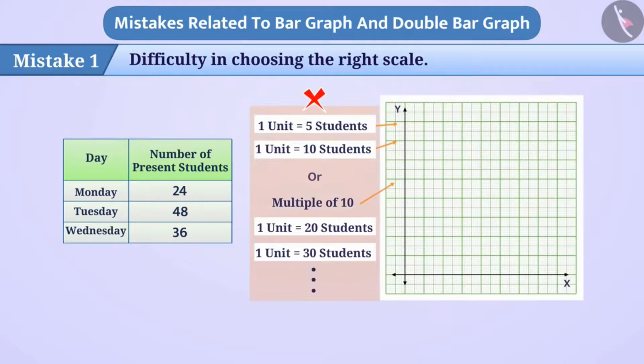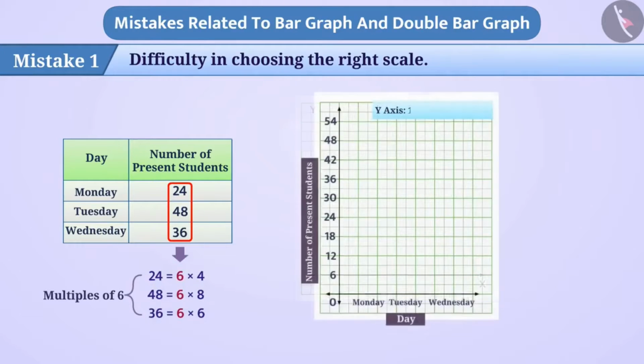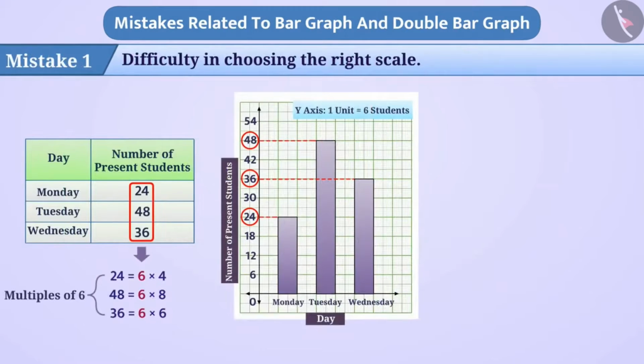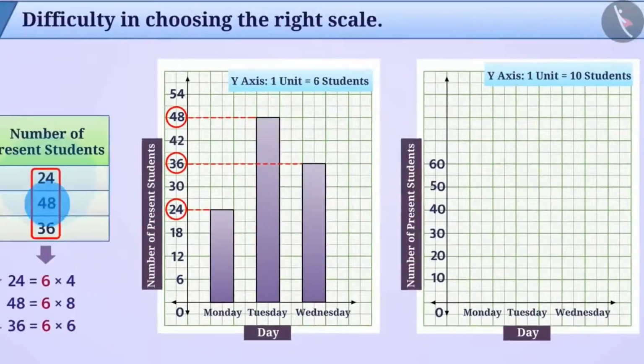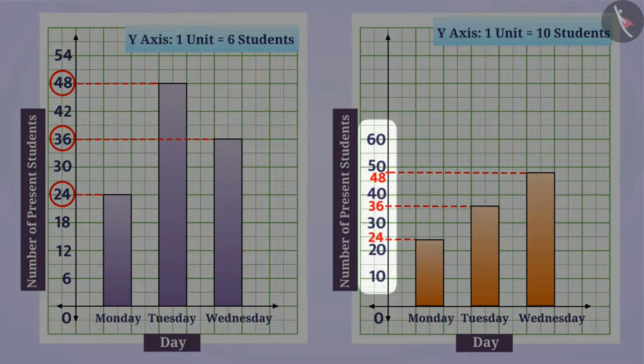Here we see all the numbers are multiples of 6, therefore we will take 1 unit is equal to 6 students. Then it will be very easy to draw the bar graph. But if we take the value of the unit as 10, then it will be difficult to represent the numbers shown. It will also increase the chances of mistakes.